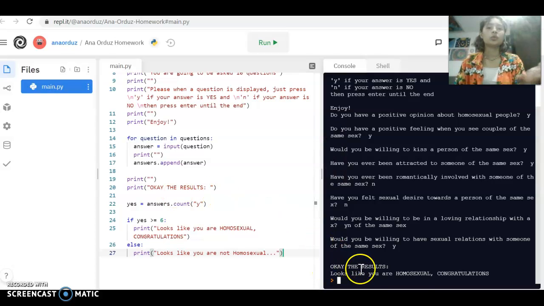This is what is shown on the screen, and here is the important part. Okay, so here are the results of my test. It says, looks like you're homosexual, congratulations. It's also the print that appears here.